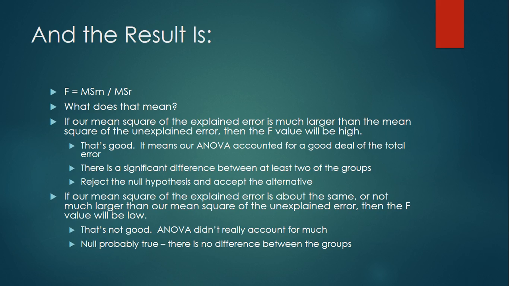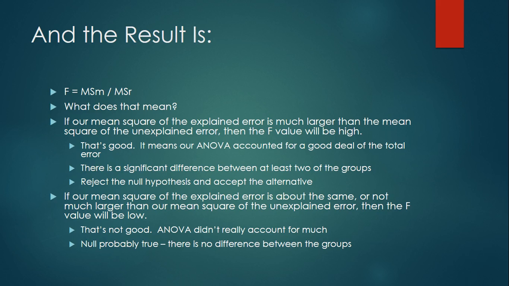So you can imagine that if your F statistic has a great deal of explained error, then you're dividing that by the unexplained error, and it's a larger value. That means that the ANOVA was able to account for more variation than it was not able to account for.